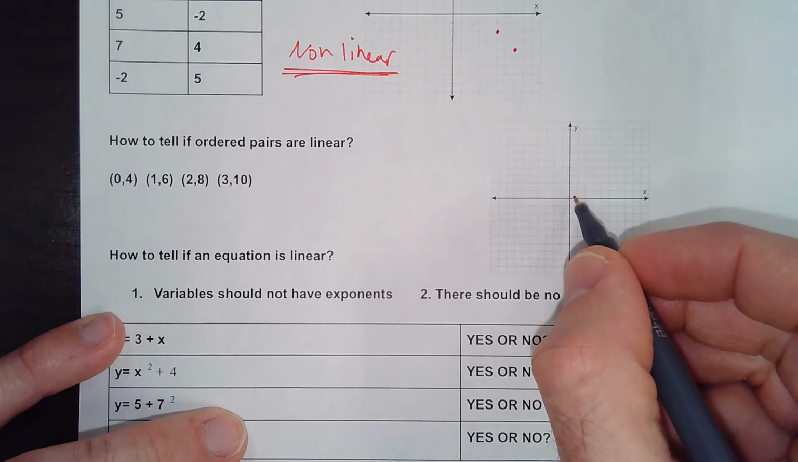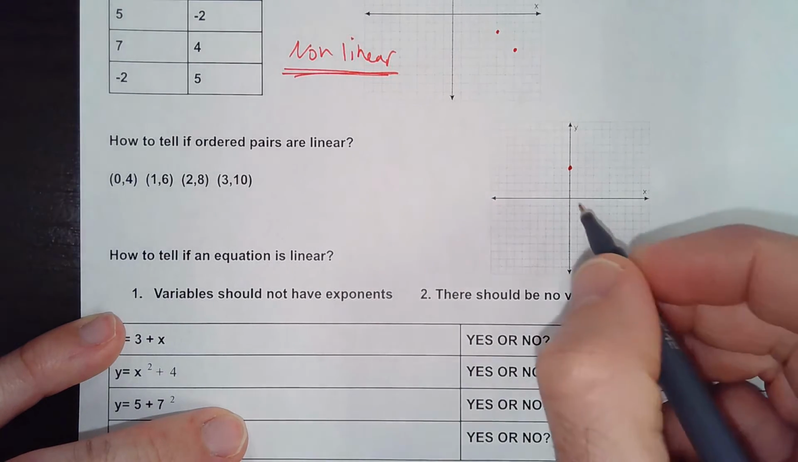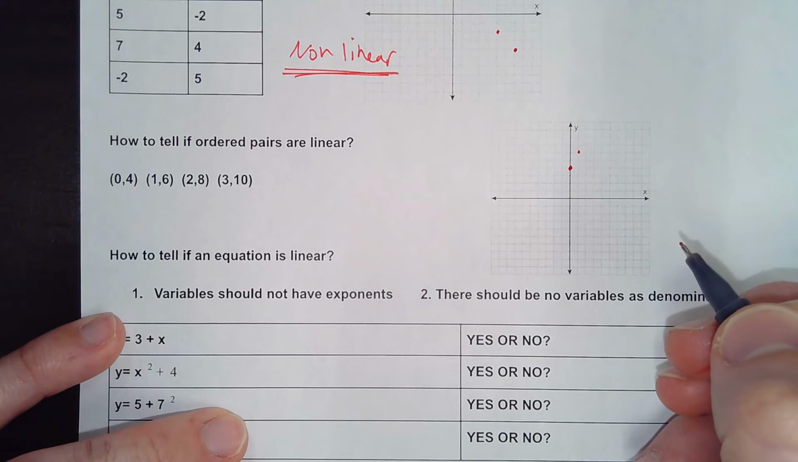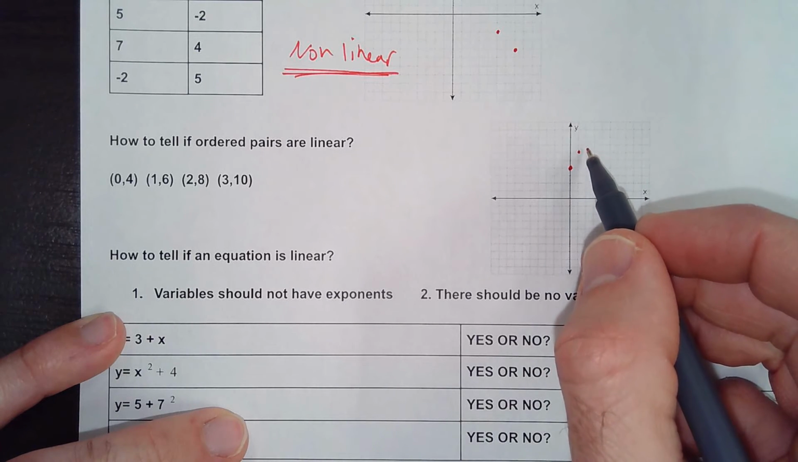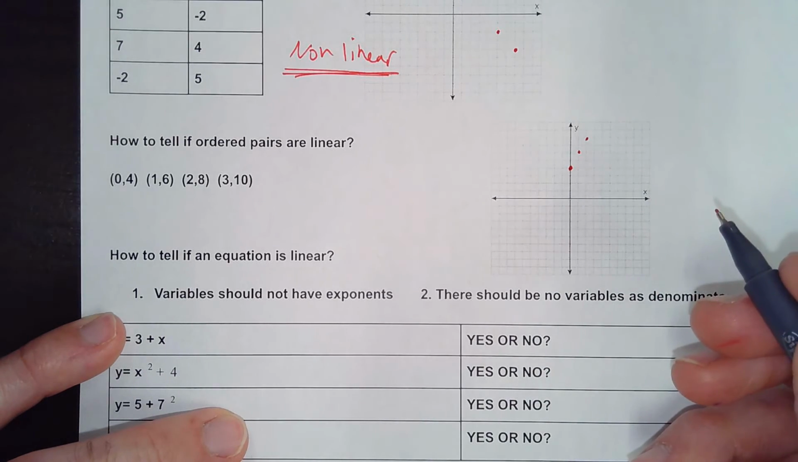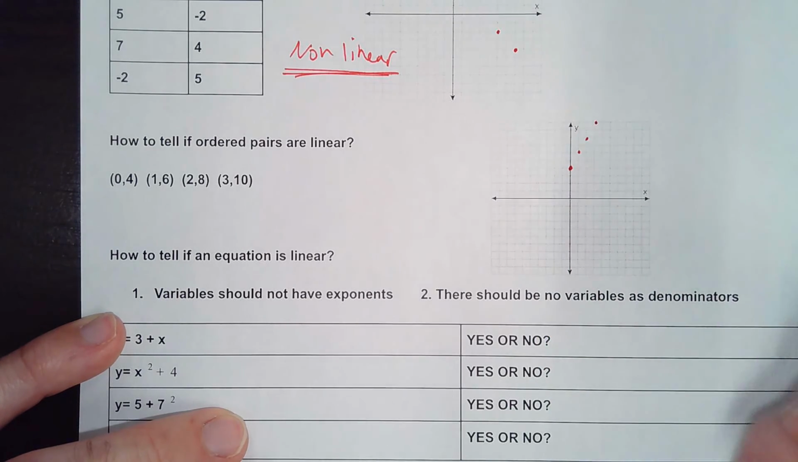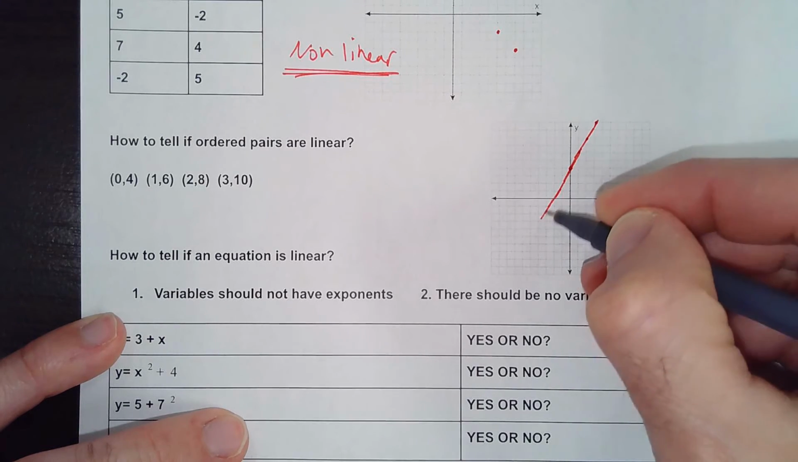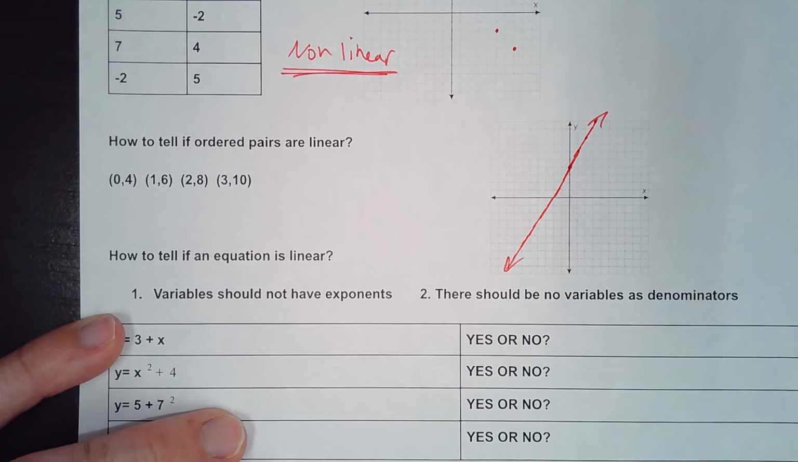So 0, 4. 1, 6. 2, 8. 3, 10. So those are a straight line. I can connect them and make a straight line.